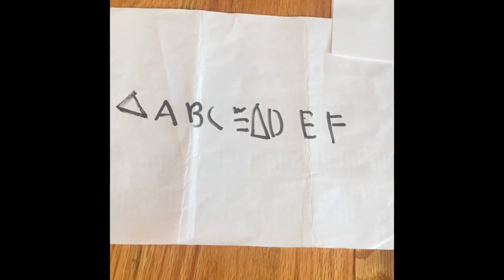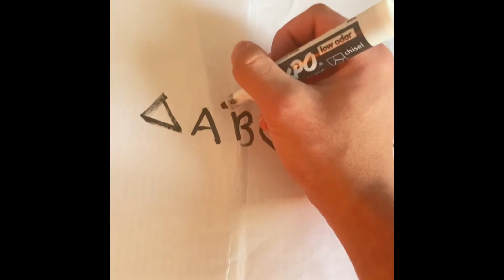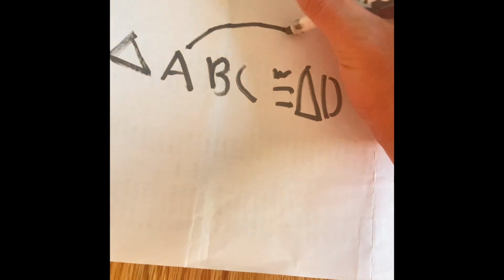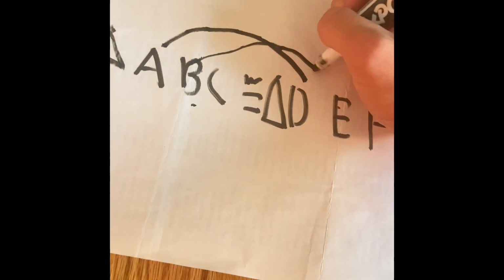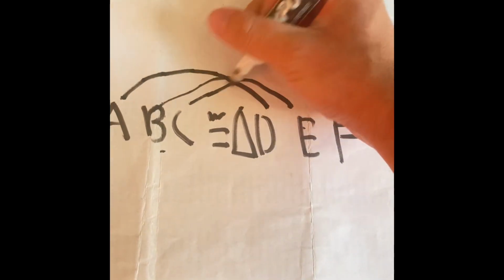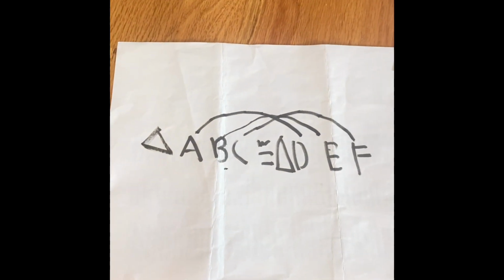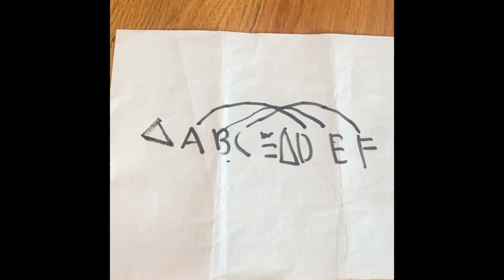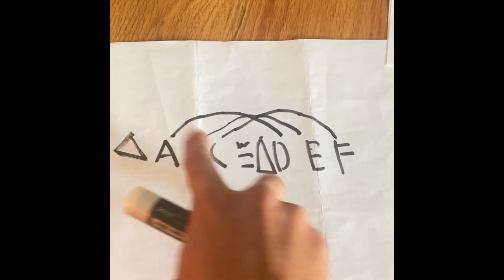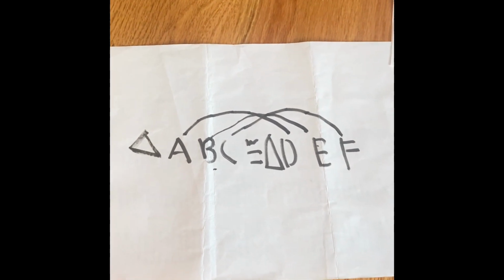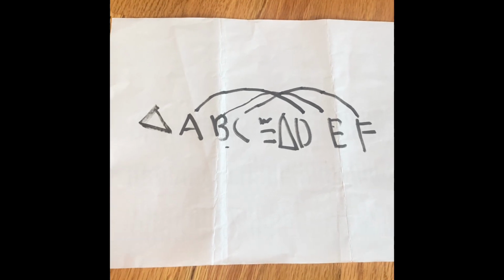To find all the congruent figures, we can use a rainbow to help us out. We're going to connect this A with this D, connect this B with this E, and connect this C with this F. The reason why we do that is because it gives us a sign that those letters that are connected can tell us whether they are congruent, and also can tell us which angles or sides of the triangle are connecting to make it congruent.